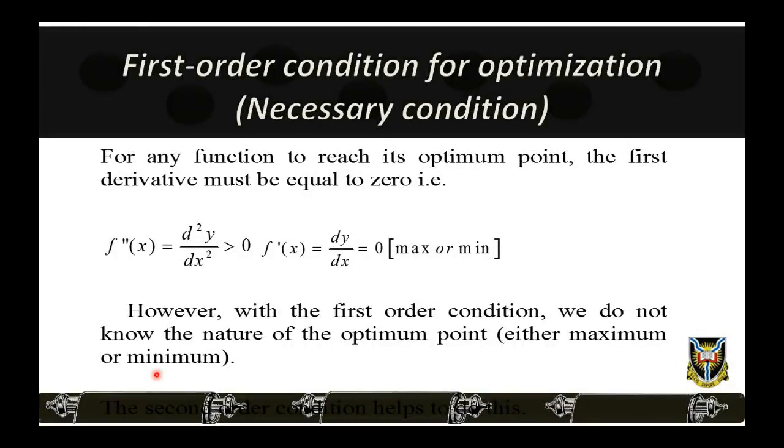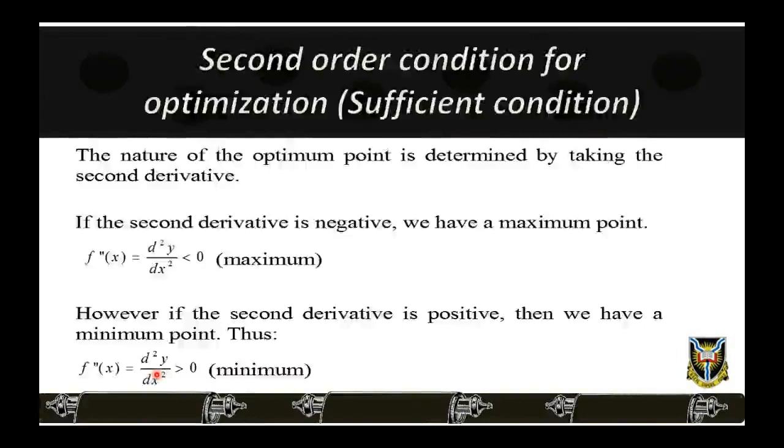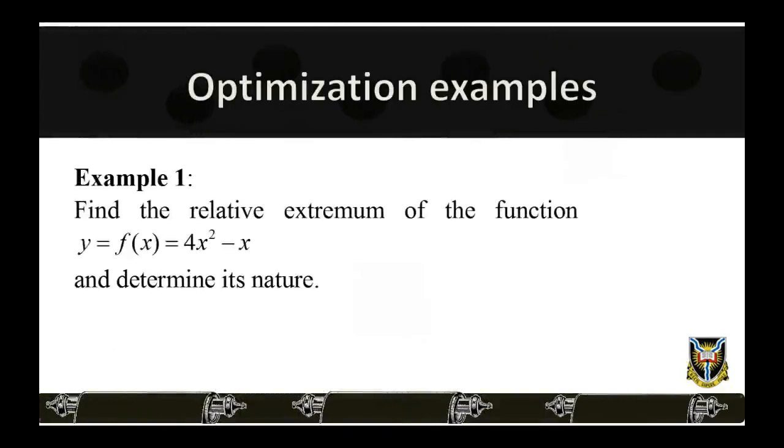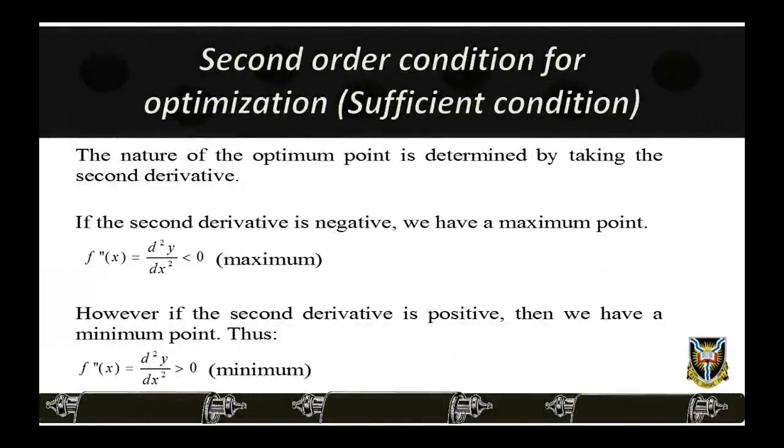Second order condition for optimization. The nature of the optimum point is determined by taking the second derivative. If the second derivative is negative, we have a maximum point. That is, f prime prime of x equals d squared y divided by dx squared less than 0. However, if the second derivative is positive, then we have a minimum point. Thus, f prime prime of x equals d squared y divided by dx squared greater than 0.